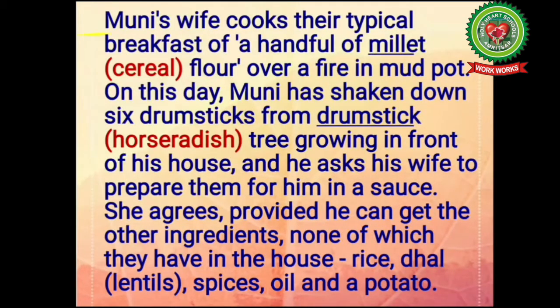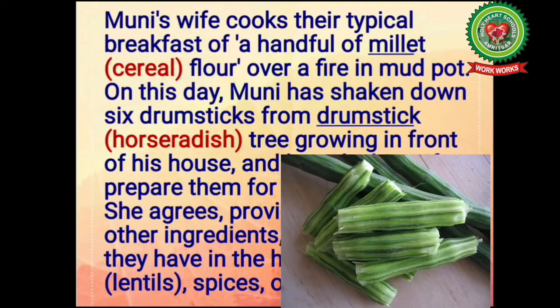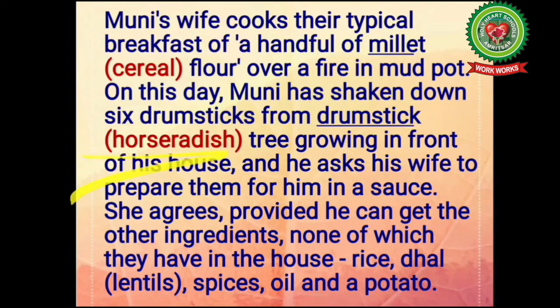Muni's wife cooks their typical breakfast of a handful of millet flour over a fire in a mud pot. Millet, cereal. On this day, Muni has shaken down 6 drumsticks from a drumstick tree growing in front of his house, and he asks his wife to prepare them for him in a sauce. Children, what is the meaning of drumstick? Drumstick is a horseradish. She agrees, provided he can get the other ingredients, none of which they have in the house: rice, dal, that is lentils, spices, oil, and a potato.